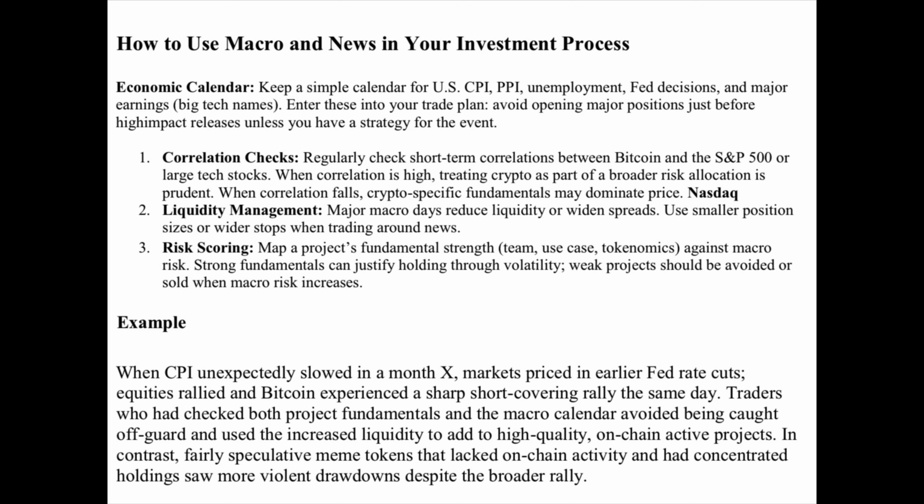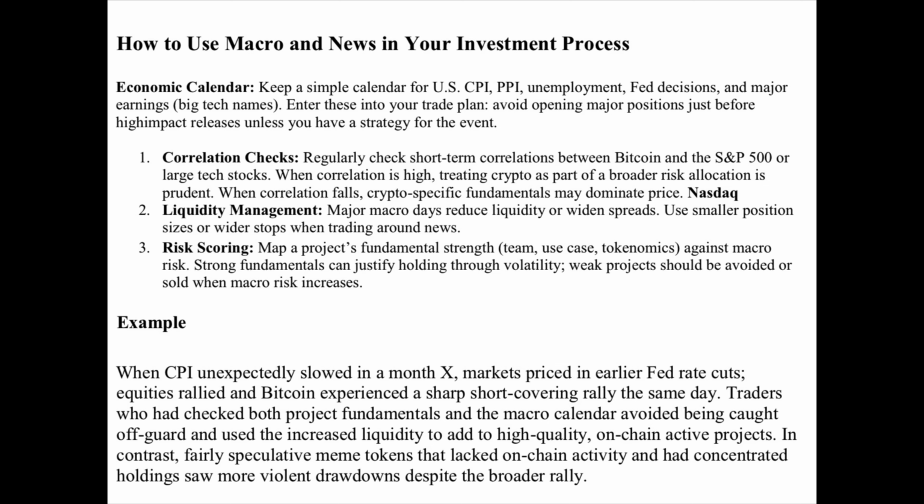Enter those into your trade plan. Avoid opening major positions just before high impact releases unless you have a strategy for the event. 1. Correlation checks. Regularly check short-term correlations between Bitcoin and the S&P 500 or large tech stocks.